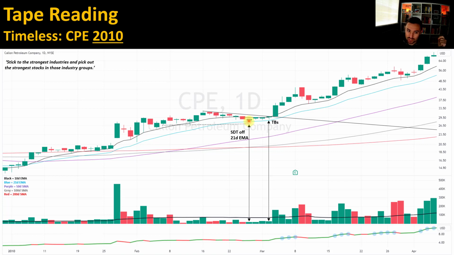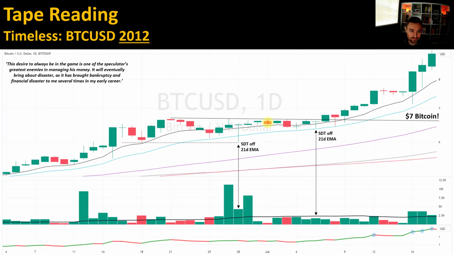So if you get shakeout demand tails and gap down reverse bars that close on the high of the bar, that's a better indication of strength, a better indication of the presence of demand. And then trigger bar. Nice.